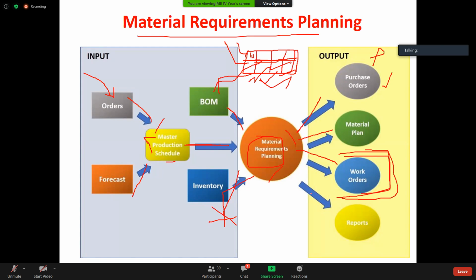Okay, so after that, reports. Reports are needed for quality people and maintenance people. After receiving material, quality check reports and drawing reports, everything is needed for quality. So these are the outputs for MRP. This slide is very important.